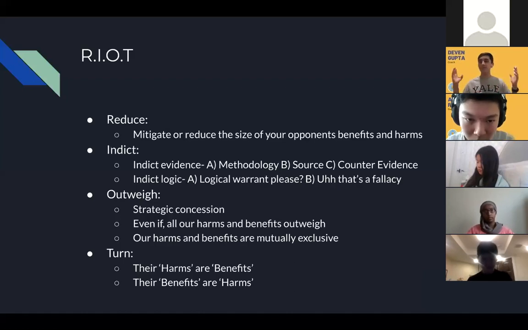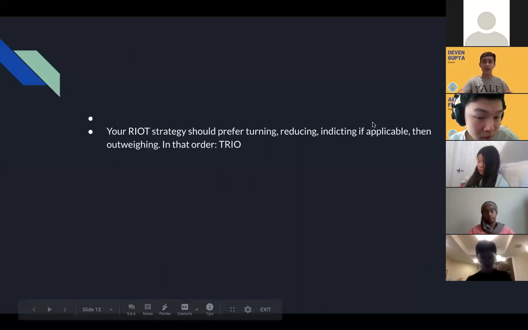Now, just remember, this is a great way to remember the types of responses you're going to give in your round. We went over the technical part of it. Here's how you memorize it. If you're in a debate round, if you're in a rebuttal, you don't know what to do, just remember, you got to riot. You got to riot against the opponent, and you got to riot against the judge.